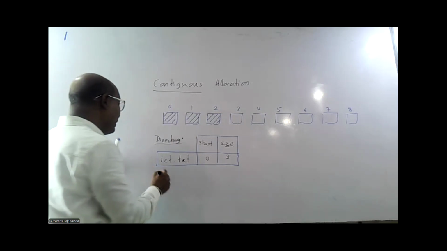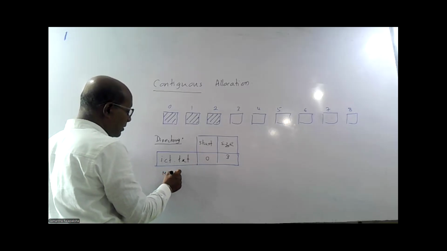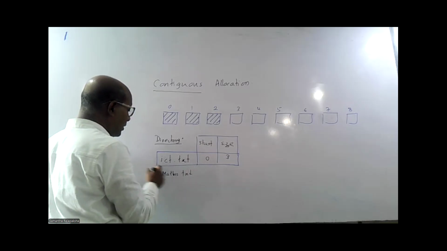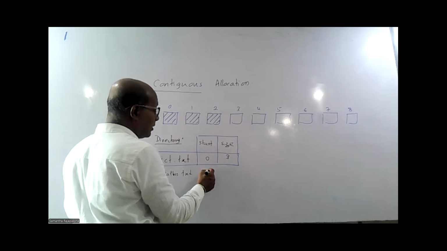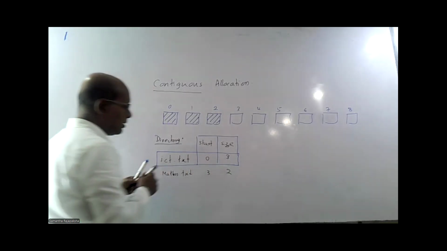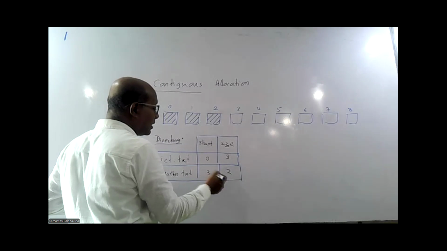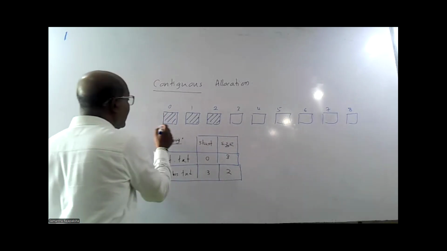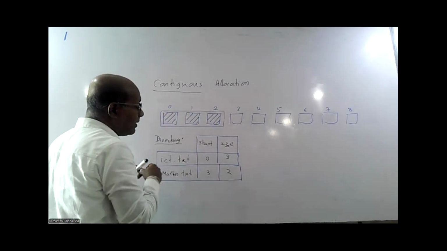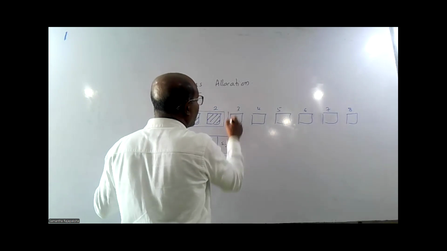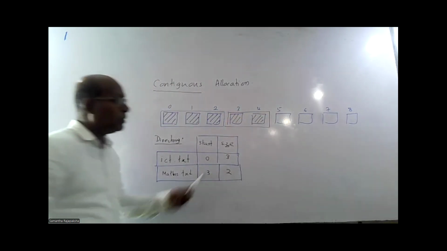Then let's say we have another file, another text file. Let's say we start with block 3 and 2 blocks. The next file will start with 3 and have 2 blocks. This is the first file, and the second file will start with block 3 and have 2 blocks, these 2 blocks.